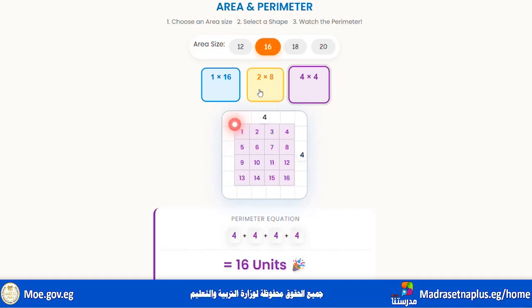For the last one, 4 times 4, it will be 16. That means the area of this polygon is length times width, or rows times columns, or you can count how many squares this polygon is formed of. If you count the squares, you will get 16 squares. 16 squares mean what? The area of this polygon is 16 square units. But the perimeter is the sum of side lengths, or we can count the border, the frame, the total distance around this polygon, which equals 16. Now 18 square units of area.